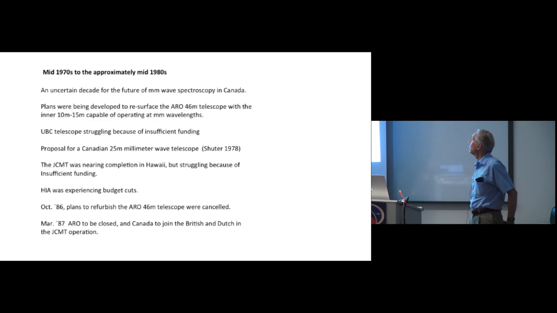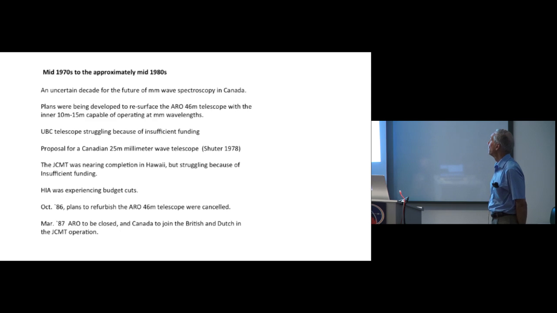From the mid 1970s to approximately the mid 80s, a decade or so, a bit longer than a decade, it was quite an uncertain time, as many of you remember. Plans were being developed to resurface the ARO telescope. So they were continuing, as you heard earlier from John McLeod. And the inner, forgotten, was it 10 to 15 meters of section of the telescope capable of operating at millimeter wavelengths and the CO wavelength. The UBC telescope was struggling because of insufficient funding.